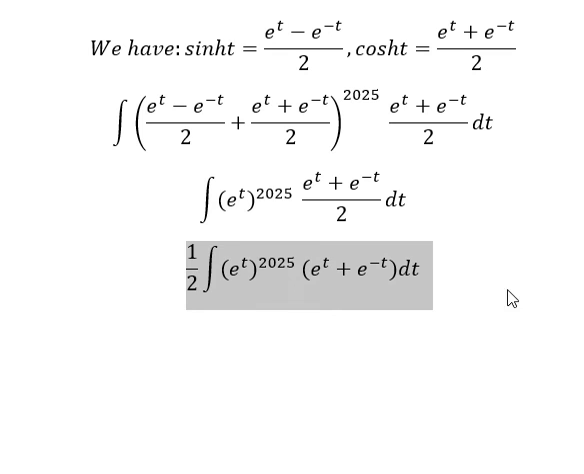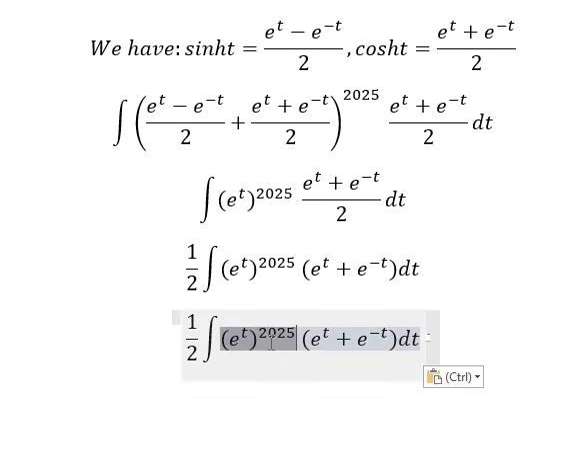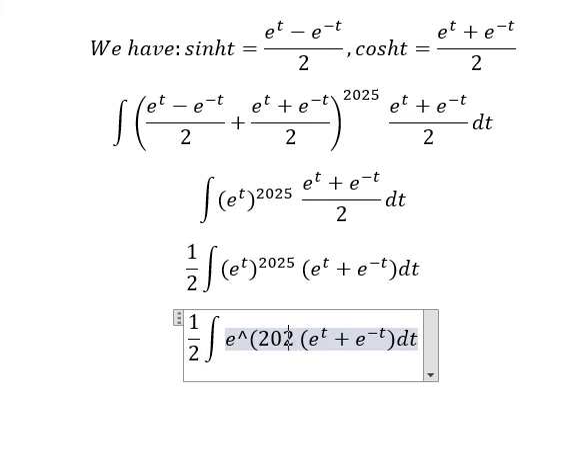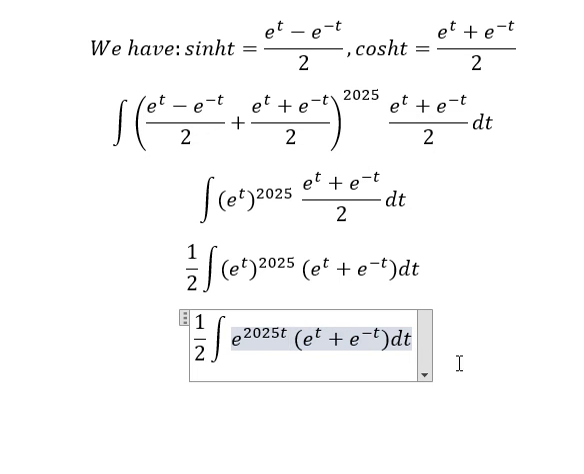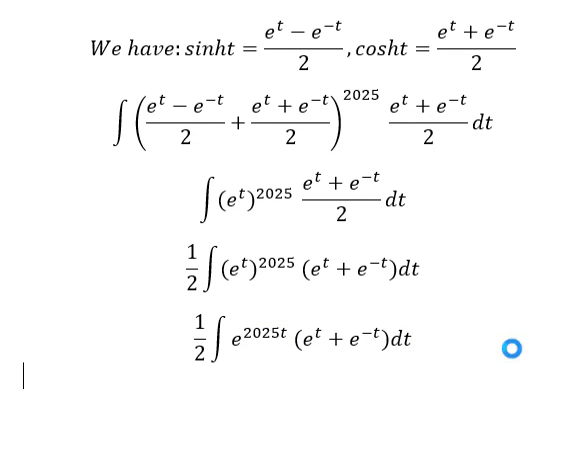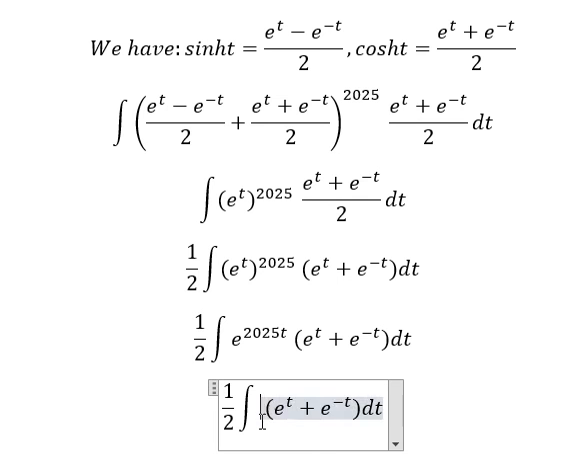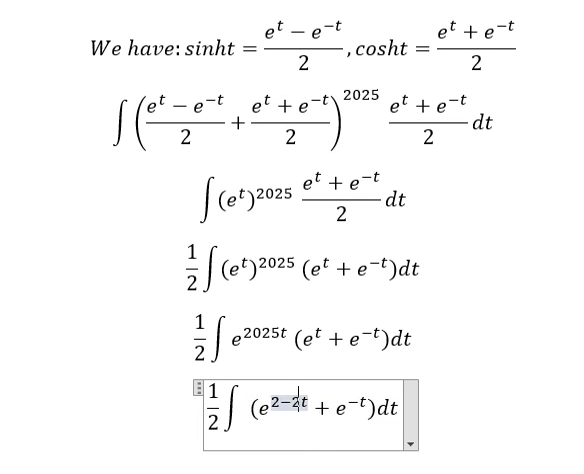So this one that is about e to the power of 2025t. So this one multiplied by this one and this one, and you got 2026 and 2024.